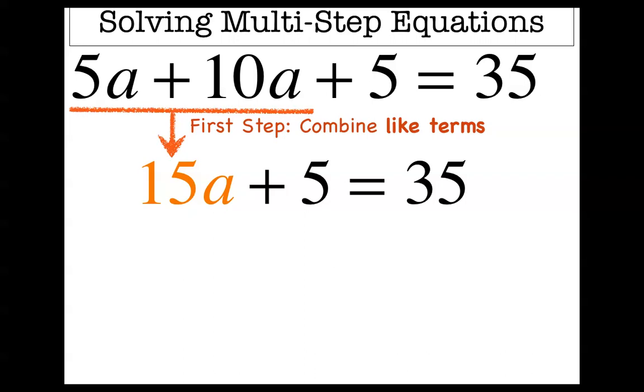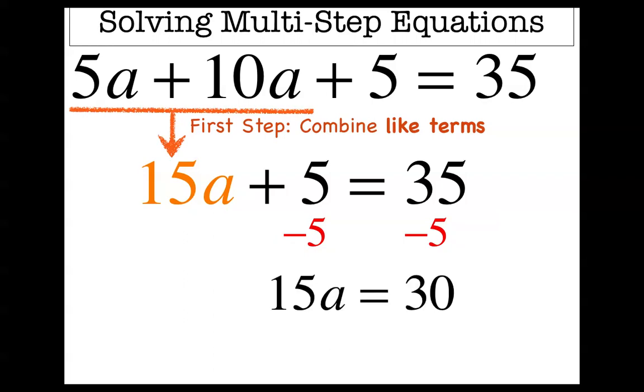sweeter. So 15a plus 5 equals 35, and then I cancel out the 5 so that I just have 15a on the left. 35 minus 5 is 30. Divide both sides by 15, and 30 divided by 15 comes out to 2.